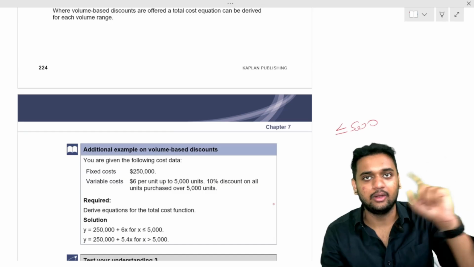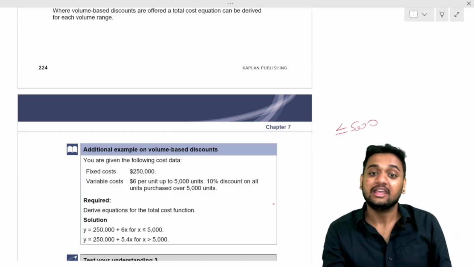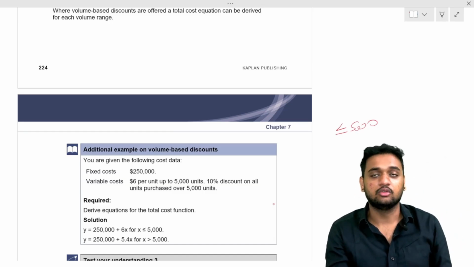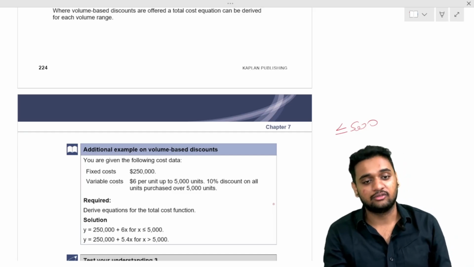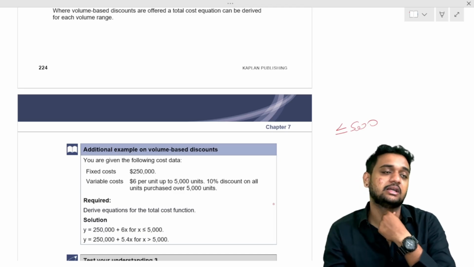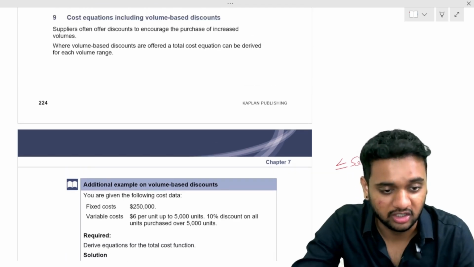More than 5,000 only you will get discount. So less than or equal to 5,000 units, 2,50,000 plus 6x. More than 5,000 units, 2,50,000 plus 10% discount, 5.4 into x. Understood? These are the two cost-based equations.